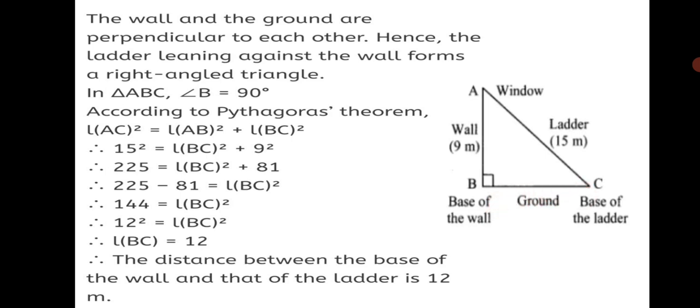This way we have completed our practice set 48. Do practice the sums well and do memorize the formula for Pythagoras theorem that hypotenuse square is equal to base square plus height square.